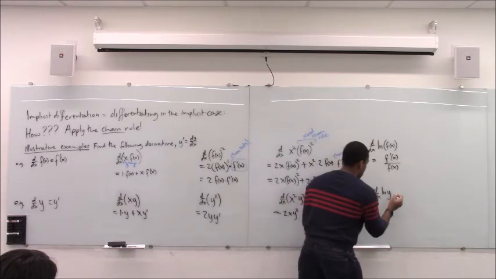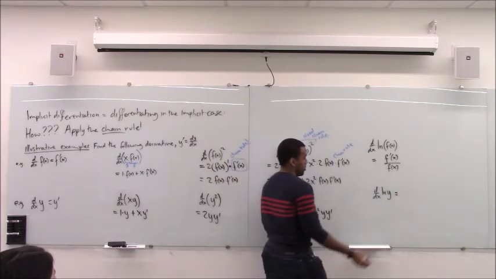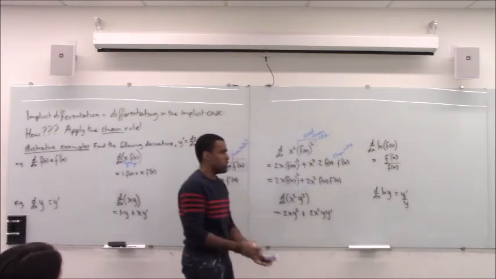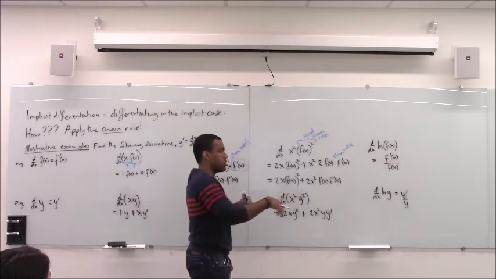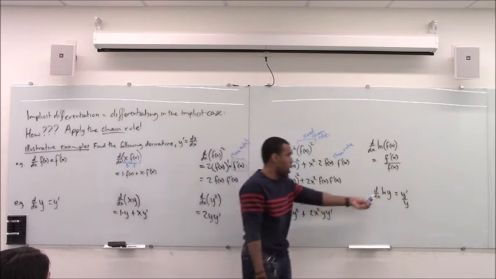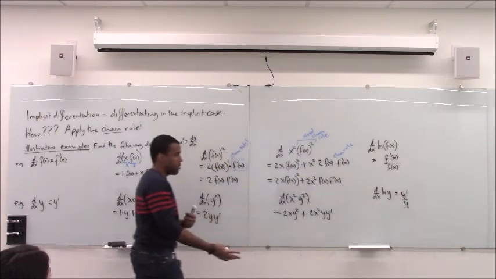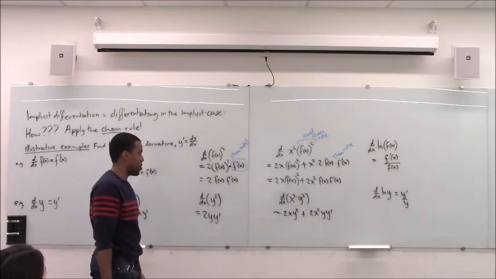What would this derivative look like? Y prime over y. Again, I know the derivative of ln x is 1 over x, but if I replace the x with something else, the chain rule takes effect, so it becomes u prime over u. And in this case, the y is like the u, so it's u prime over u. So if I see ln of y and I want to differentiate it with respect to x, it's going to look like y prime over y.